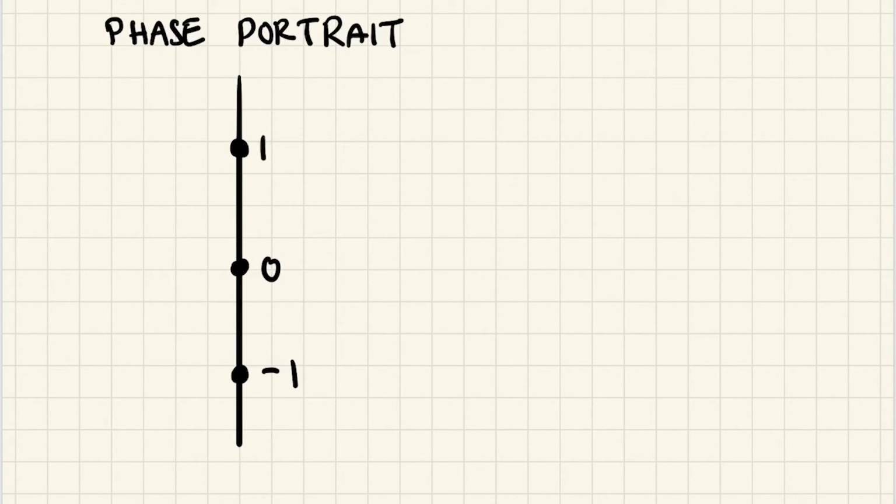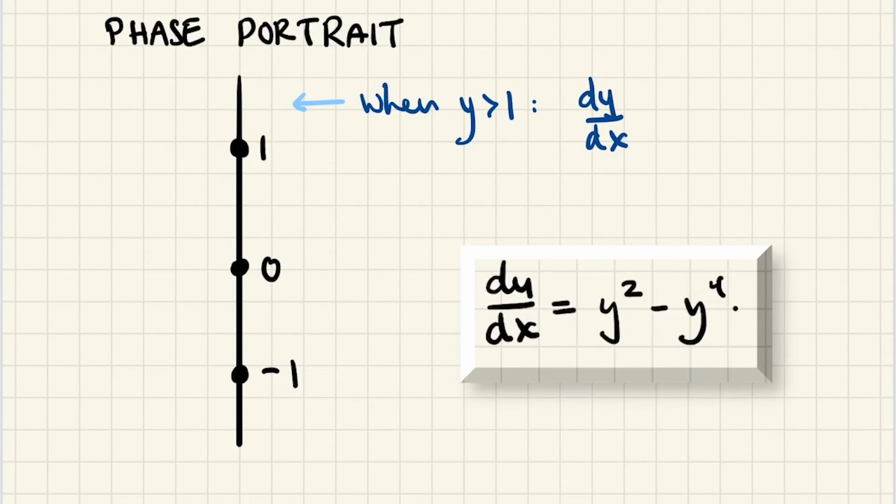Now, between each critical point, we're going to test the differential equation for a y value in that interval. For instance, when y is greater than 1, we can see that dy/dx would be negative because, for instance, just pick something greater than 1 like 2. 2 squared is 4, minus 2 to the 4th, which is 16. 4 minus 16 is negative.